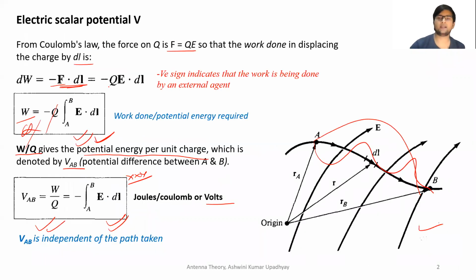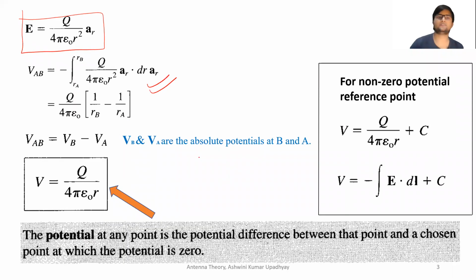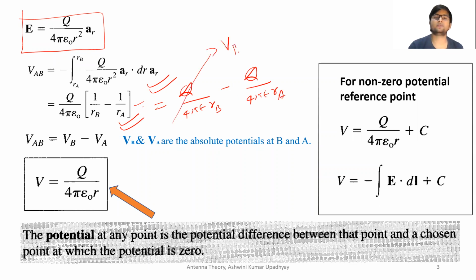And from this diagram, from this infinity origin point, the vector from this origin point to A is given by RA, and to B is given by RB. If I put these things in this equation and take the line integral, we will get this equation, right? You can also write it as Q upon 4 pi epsilon Rb minus Q upon 4 pi epsilon Ra. This quantity you can call Vb, and this quantity you can call Va. So from here you can clearly see that Vab is nothing but Vb minus Va.